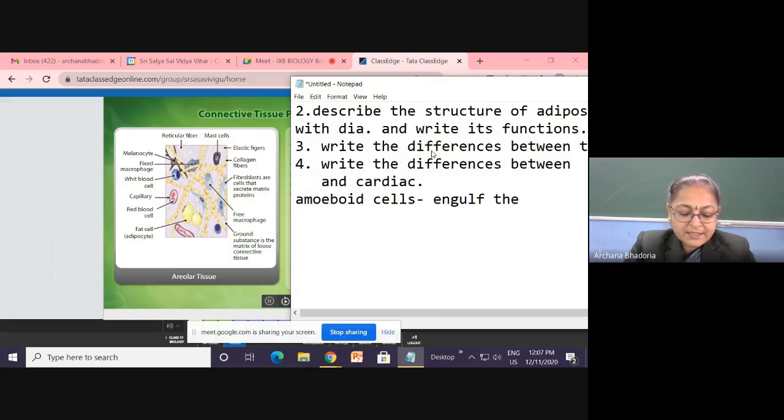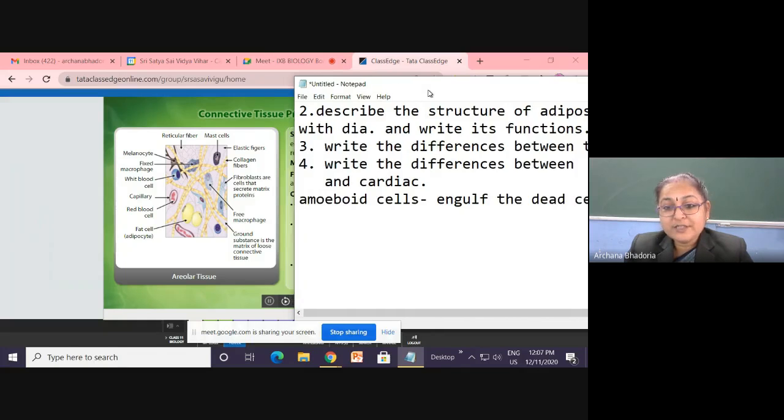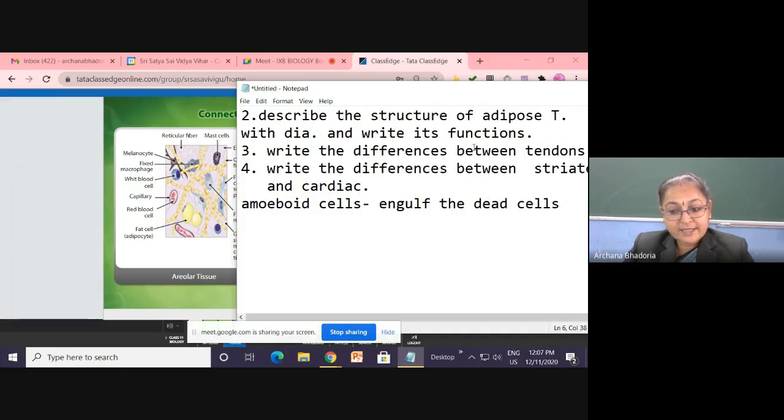Engulf the dead cells. If there are any dead cells in the tissue, in the body, they will be of no use, so they have to be destroyed and digested. So they engulf those dead cells and the pathogens. Pathogens are the foreign bodies, the microbes which cause diseases.